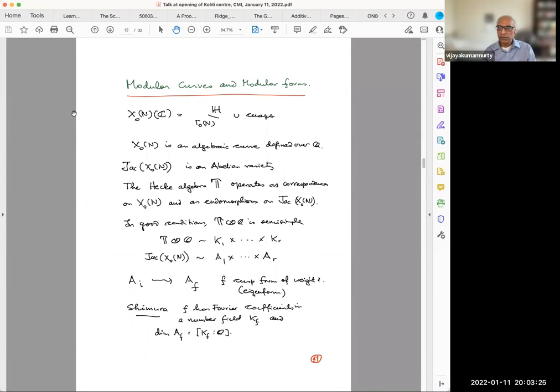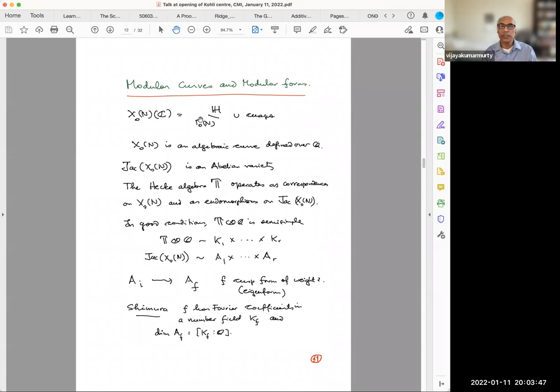I'm not going to define things precisely here, but you don't need to know the precise definitions. Most of you have heard of these objects. Gamma naught n is a particular congruence subgroup of SL2Z. When you take this quotient, there's a natural action. It acts by fractional linear transformations.